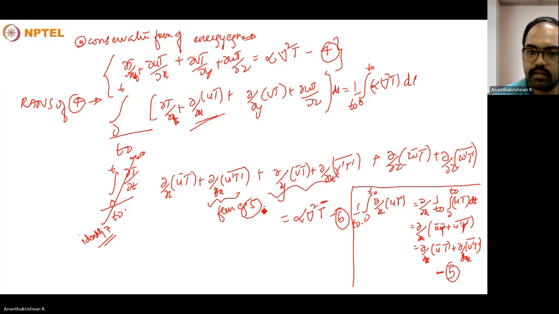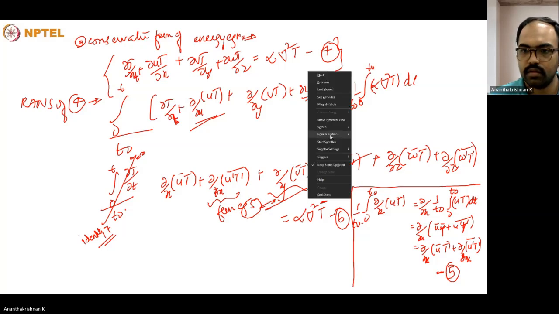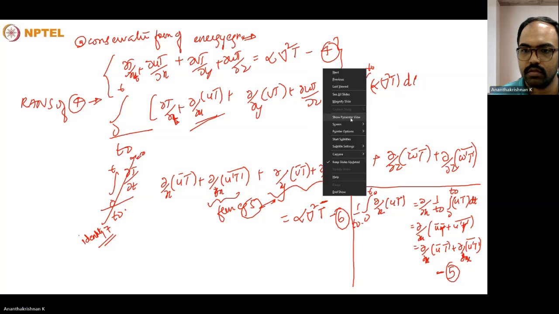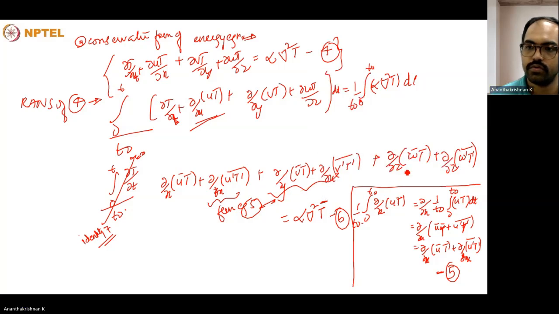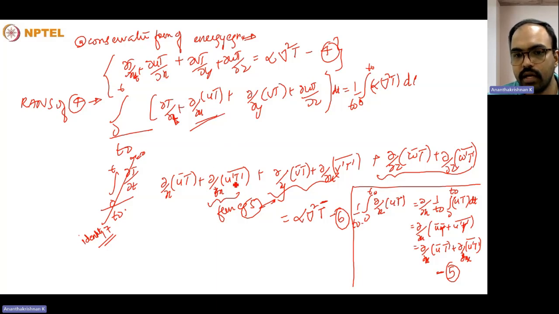All these terms are from equation 5. We could denote it by saying the time averaging of the derivative of uT could be written as the derivative of the product of their means plus the derivative of the mean of their fluctuating terms.